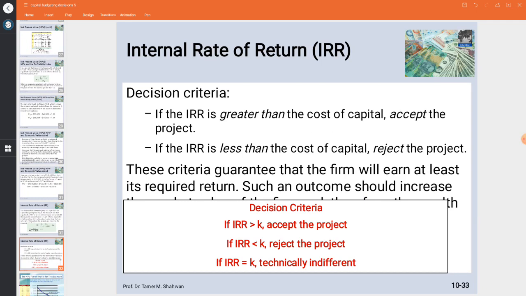Mathematically, the decision criteria is: if the internal rate of return is more than K, we should accept the project. If the internal rate of return is less than K, we should reject the project. If the internal rate of return is equal to K, in this case we are technically indifferent, or this is a neutral decision. Let us take a look at this here.